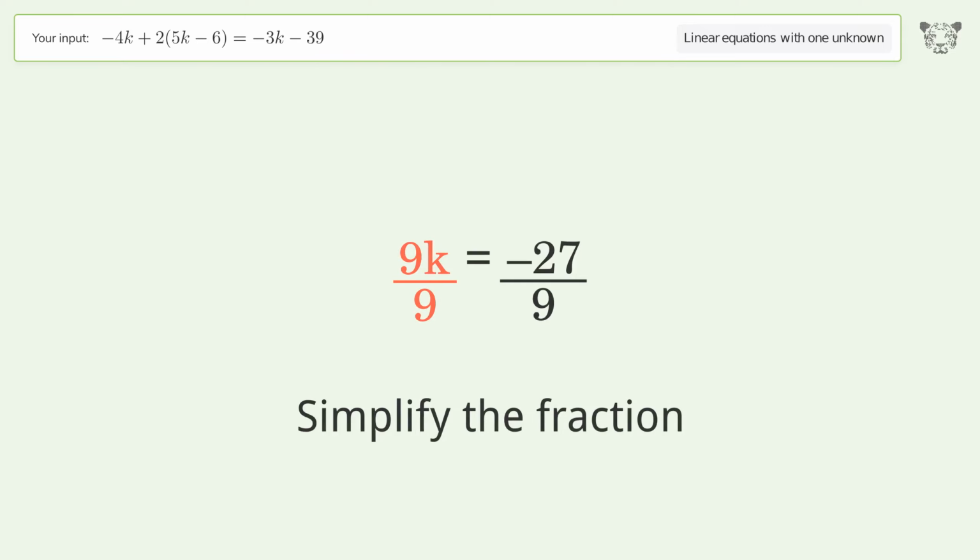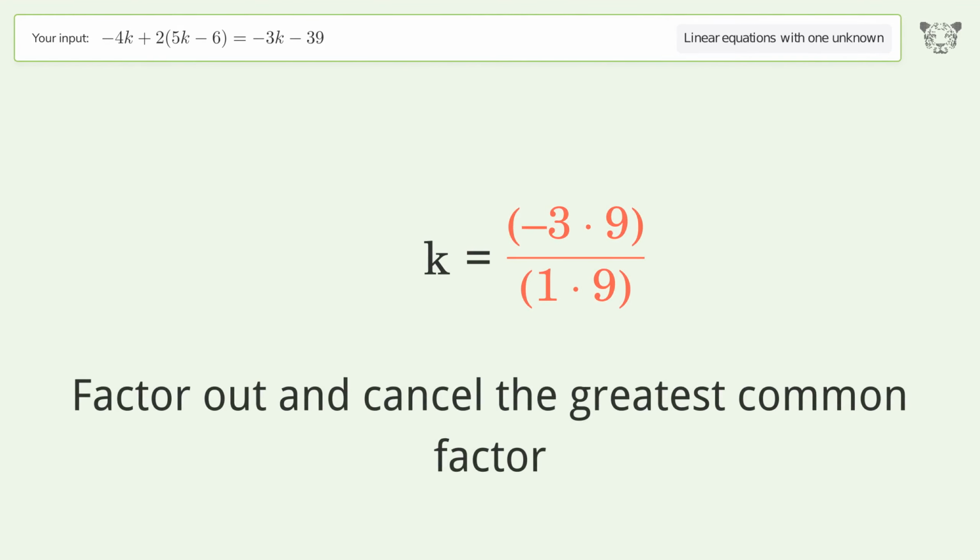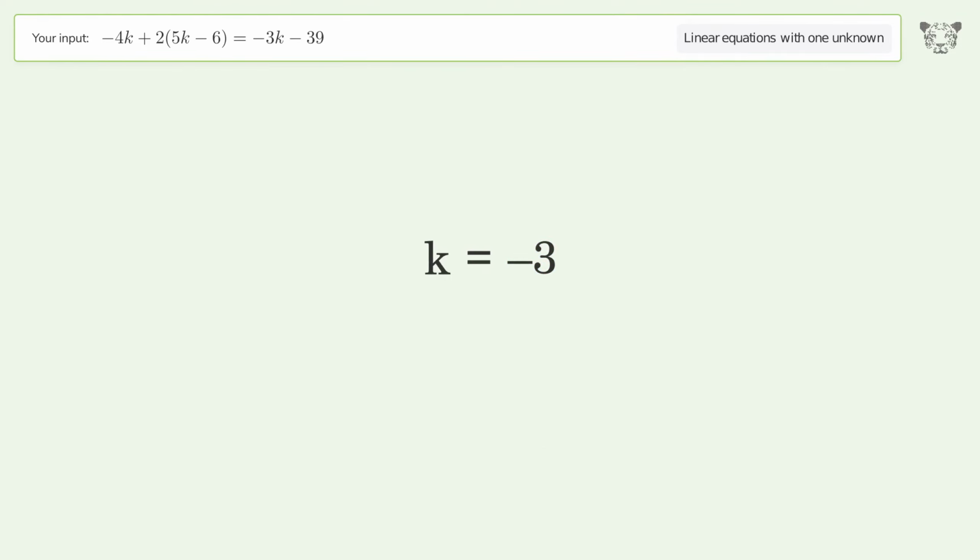Simplify the fraction. Find the greatest common factor of the numerator and denominator. Factor out and cancel the greatest common factor. And so the final result is k equals -3.